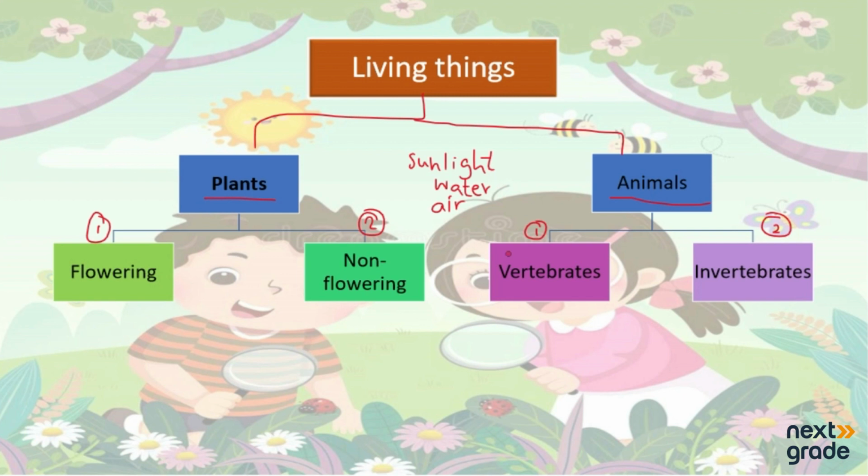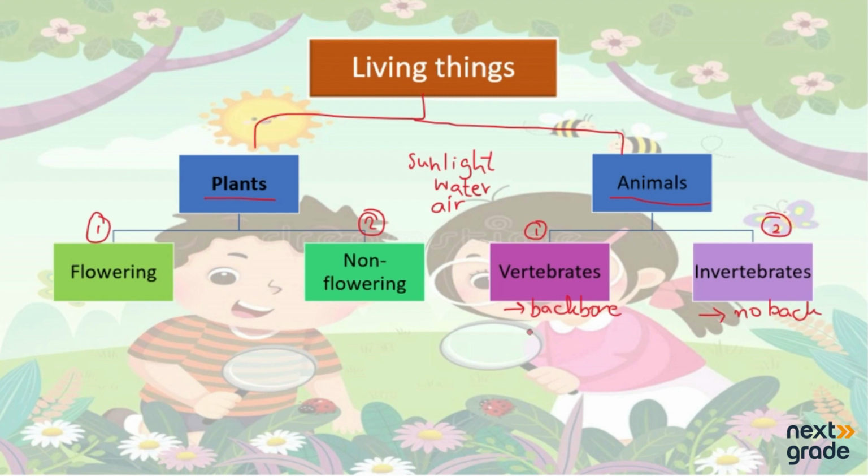अच्छा जी, further हमने पढ़ा था कि vertebrates किनको कहते हैं. The vertebrates are the animals that have backbone in them. ठीक है, जिनमें backbone होती है and invertebrates are the animals that do not have backbone. No backbone. ठीक है, हम एग्जांपल ले लेते हैं.